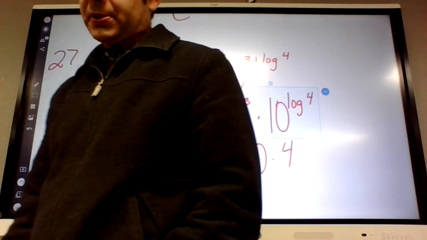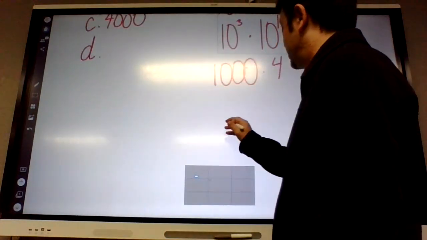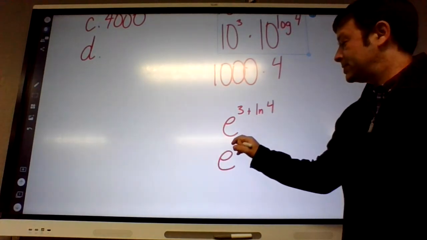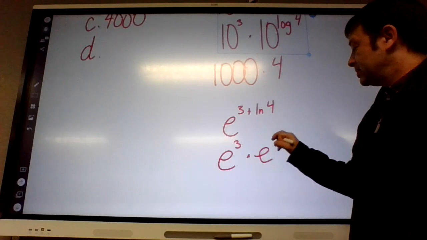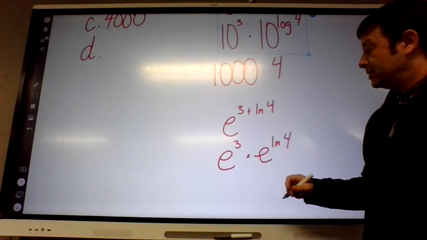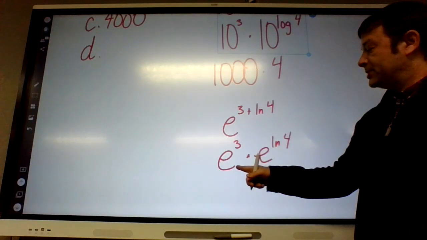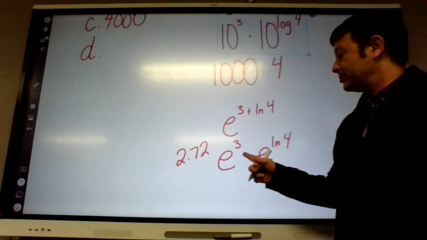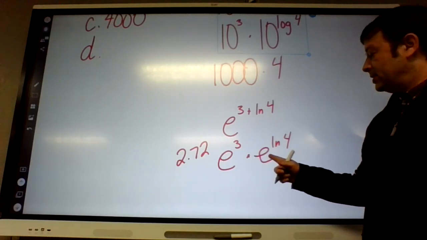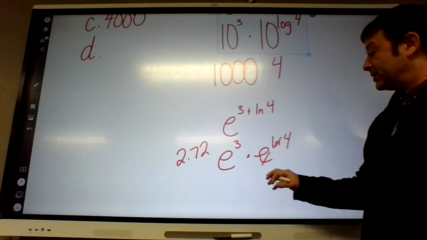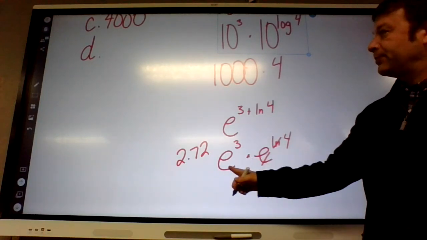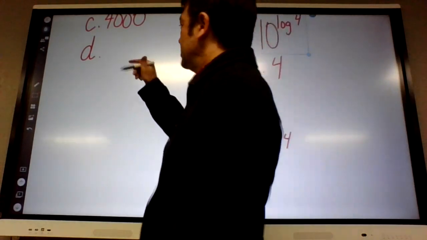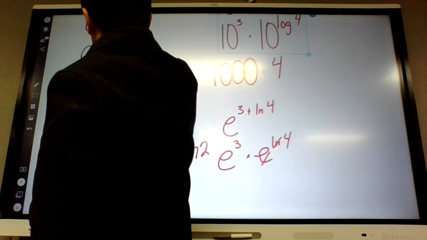E cubed plus natural log of 4. Alright, kind of the same thing. So this is equivalent to e cubed times e to the natural log of 4. E cubed is a mess. Remember, e is kind of like pi. It's about 2.72, but it's just a mess. E to the natural log of 4, these kind of cancel each other out, so it's just a 4. So I'm thinking the book probably just left this as e cubed, and they changed that to a 4. So 4 e cubed.